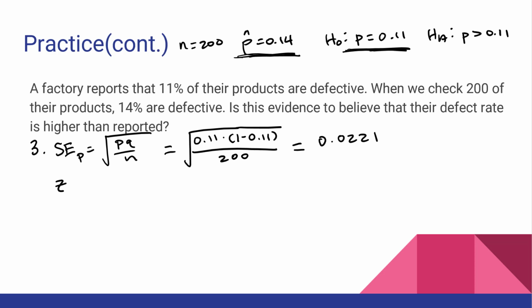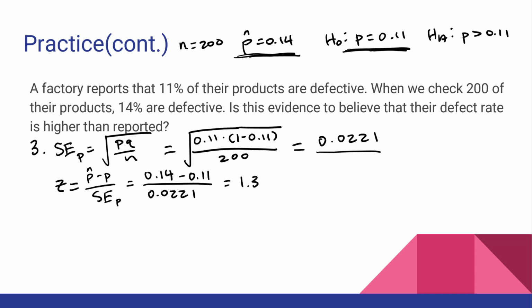Now we have all 3 numbers that we need to calculate our z-score. So our z-score is equal to our p hat minus p over the standard error, which is equal to, plugging in everything now, 0.14 minus 0.11 over the number we just got, 0.0221. And that is equal to 1.35595. That is our z-score, and we have finished with step 3.